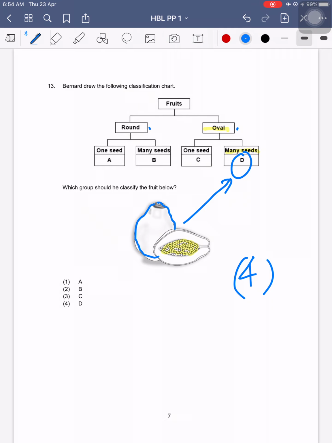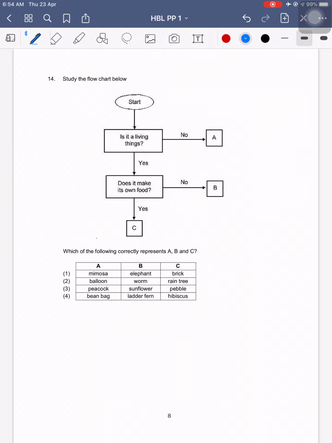Okay, next question. Number 14. Now study the flow chart below. So you have this starting point.